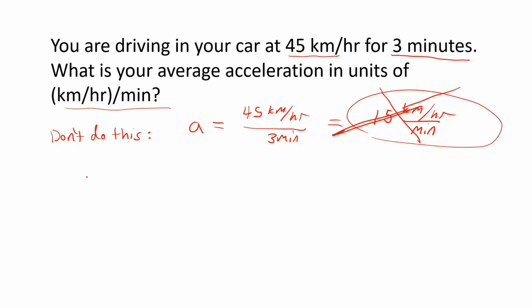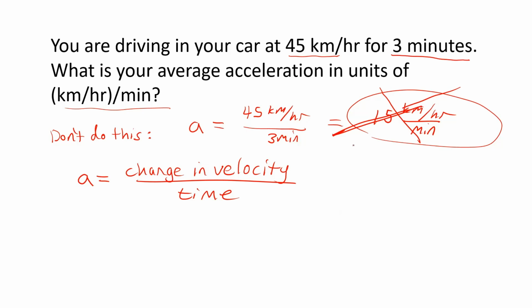Okay, so the issue is that acceleration is the change in velocity divided by the time it took to change. So look back in the problem, and where does it discuss how the speed changed? Short answer, it doesn't. It just says the speed was 45 kilometers for 3 minutes. That implies that the speed never changed.